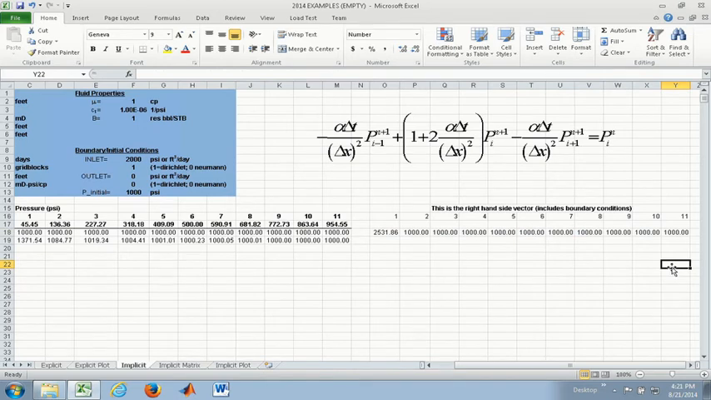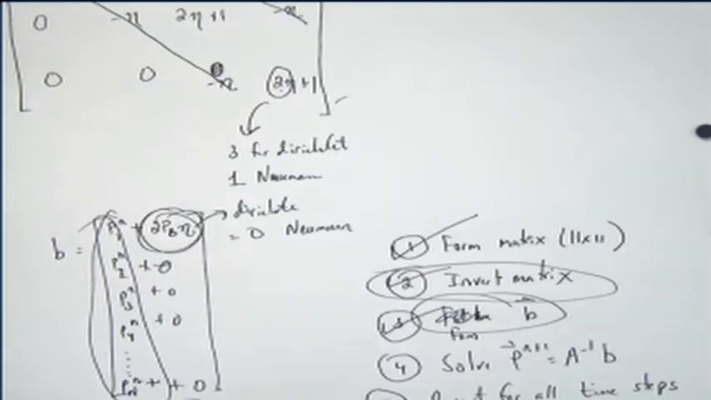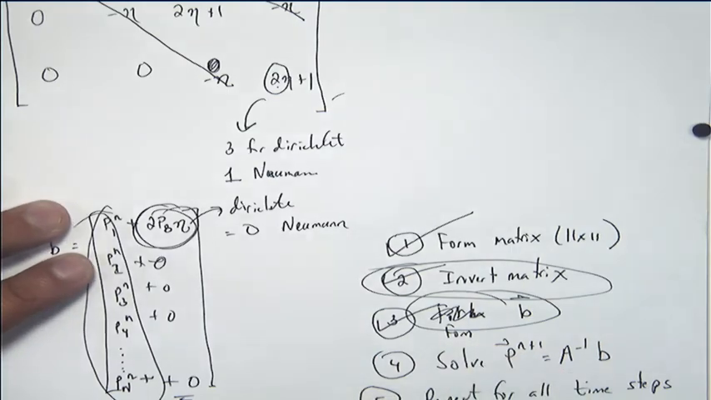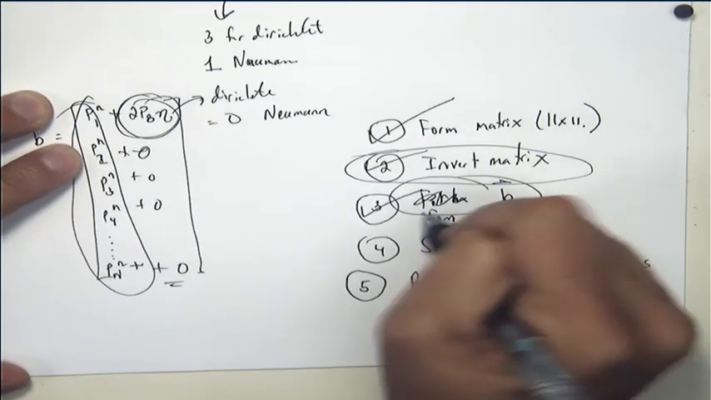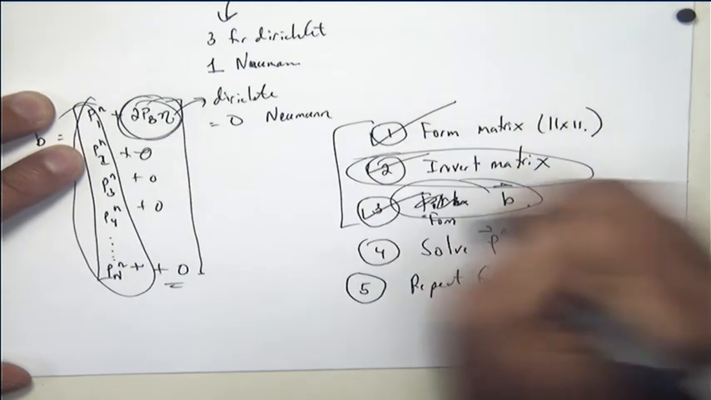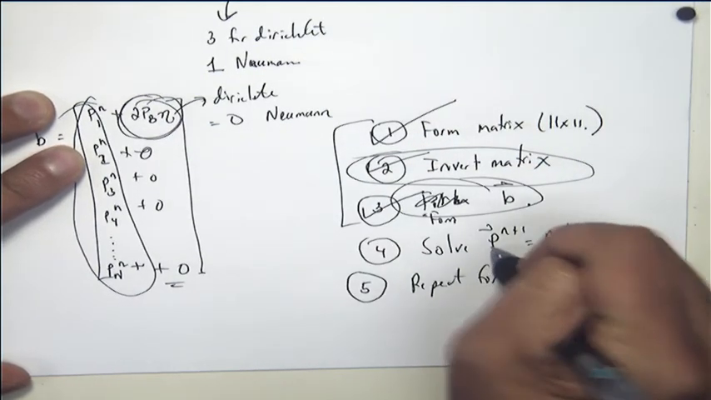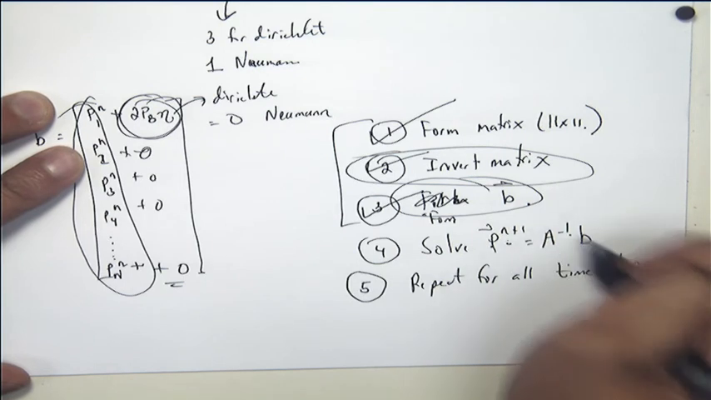So going back to the dot cam, we did part 3. So we've formed the matrix A, we inverted the matrix, we formed B, we've got those 3, and that's a row vector. And then we want to solve for our new pressures in the next time step, which is A inverse B.